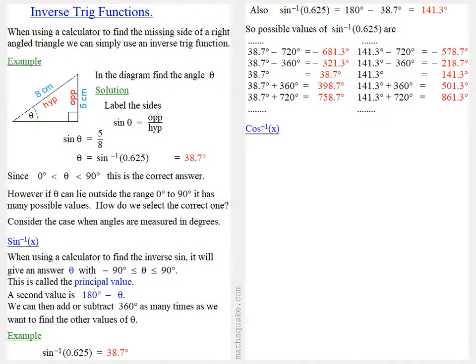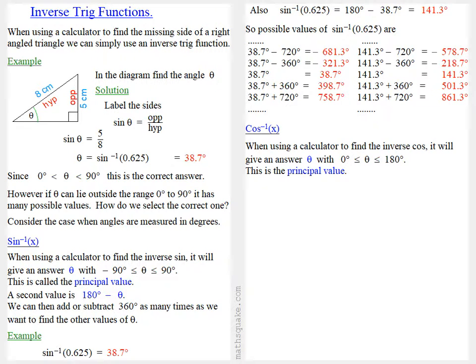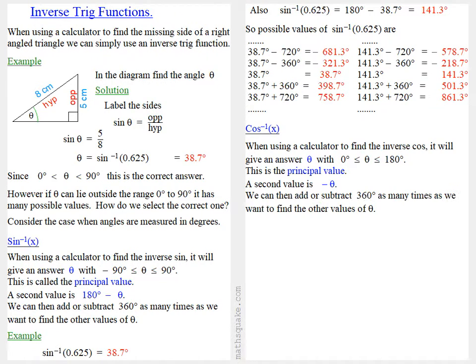If we look at the inverse cosine of x, when using a calculator to find the inverse cosine, it'll give an answer theta which lies between 0 and 180 degrees, and this is the principal value. Now, the second important value is minus theta. So we have two values, theta and minus theta, and we can add or subtract 360 degrees as many times as we want to find the other values of theta.